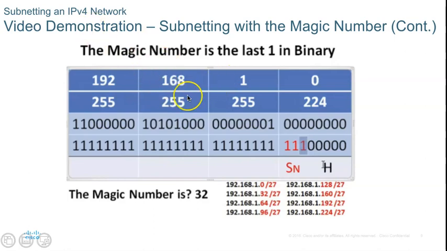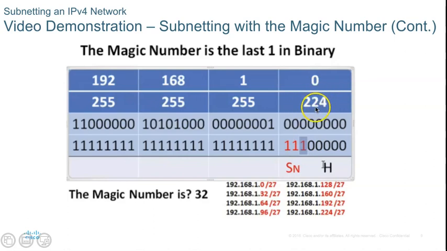So here's another example. We have the same class C IP address, 192.168.1.0, and the subnet mask we have over here, we borrowed 3 bits. So if you borrow 3 bits, that means these bits are high bits. This is 128, this is 64, and this is 32. 128 plus 64 plus 32 will give you 224. That's how we get this 224.